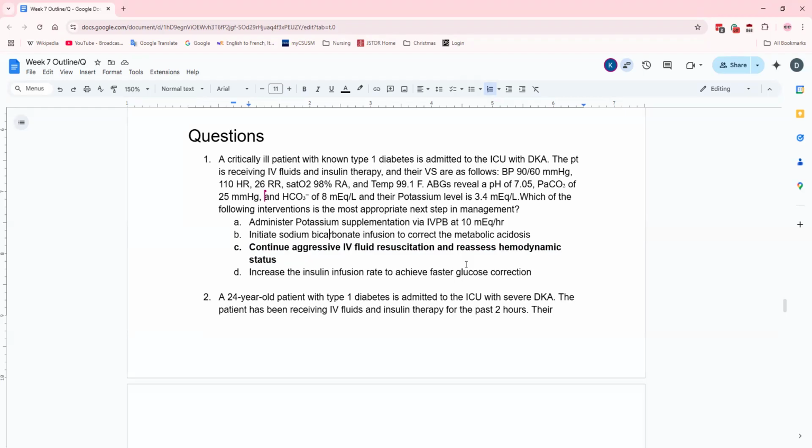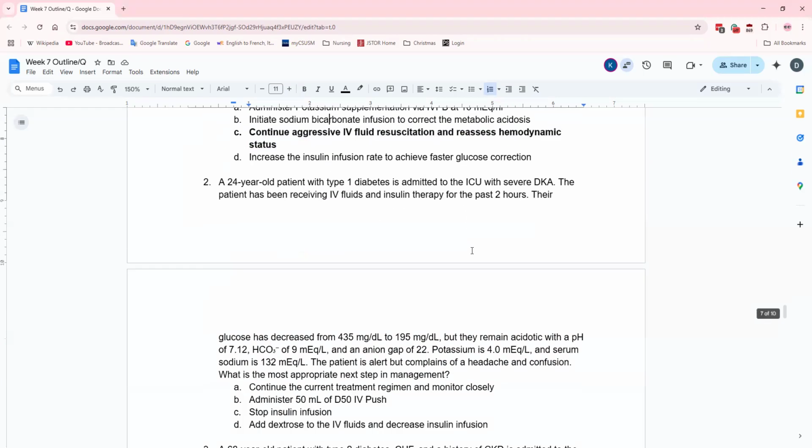Makes sense. Again, when in doubt, follow your ABCs because that's always going to be the thing you should follow. So in this case, we prioritize our blood pressure because it's on the lower end.